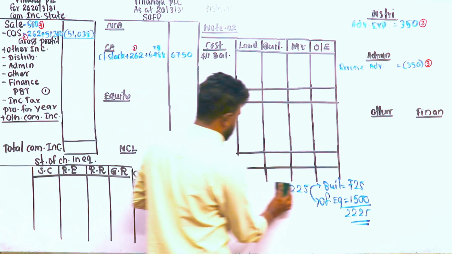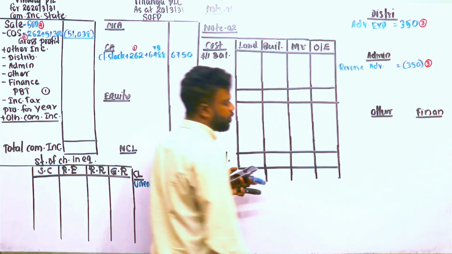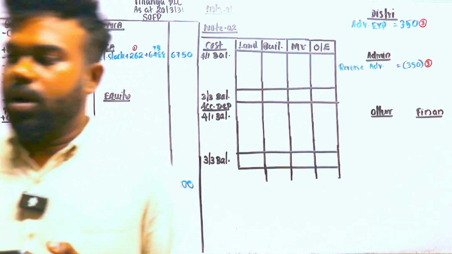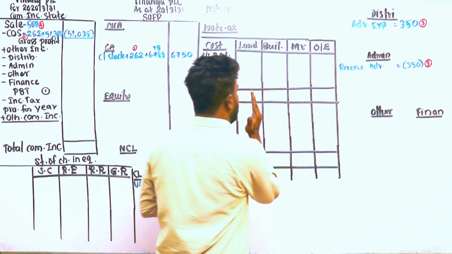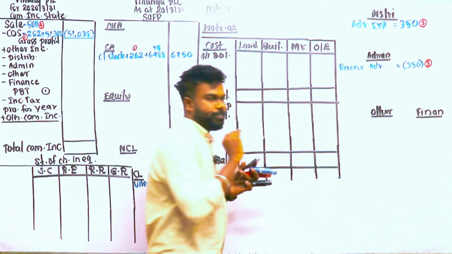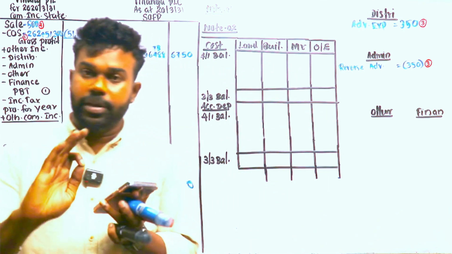I will erase these things. Right now, read the remaining one. Item by item you have to record, right? Don't record anything yet. Read the remaining one.